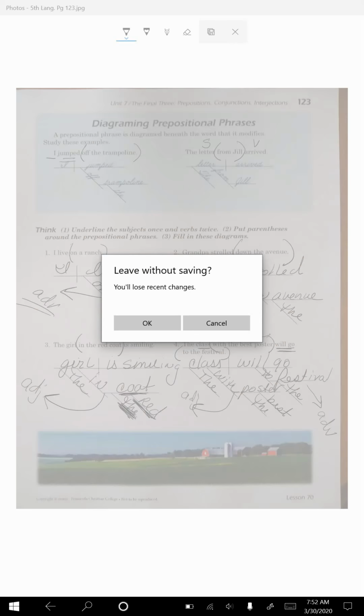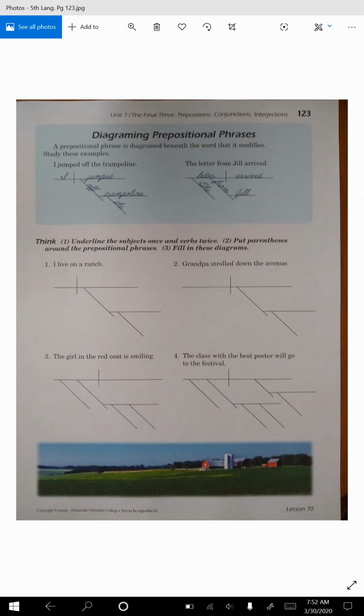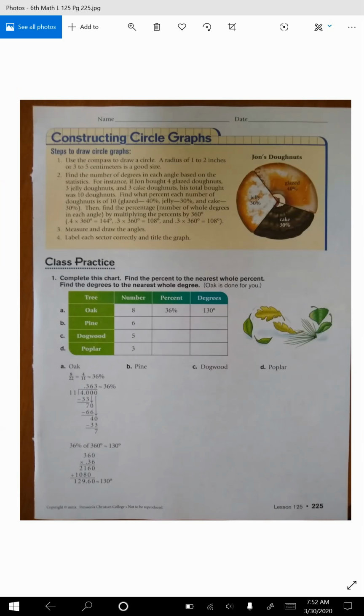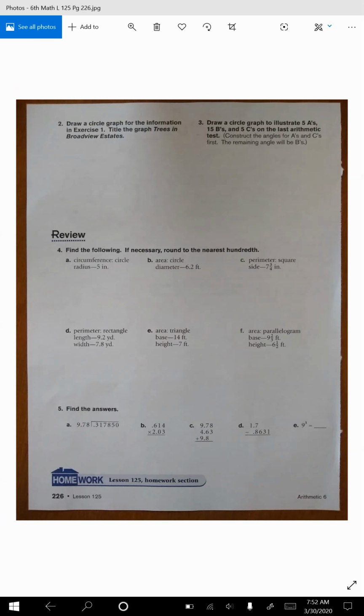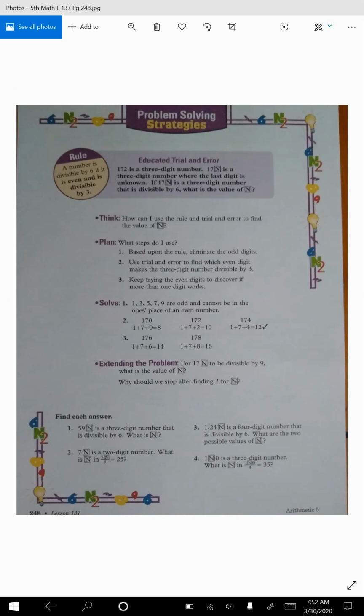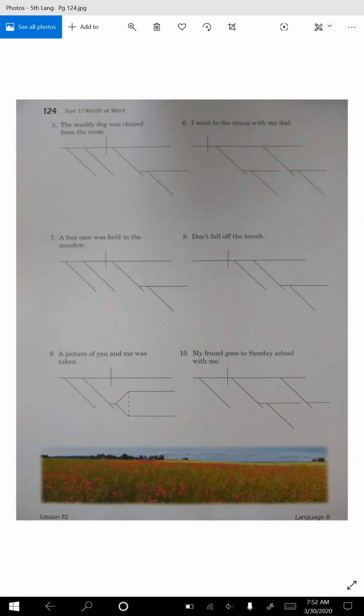All right, let me find the next page. Not that one. Keep going. These are all the pictures I took. Oh. Well, there we are. Okay.